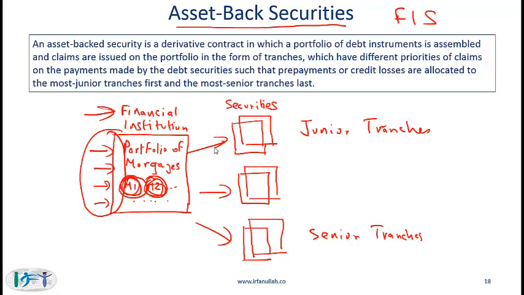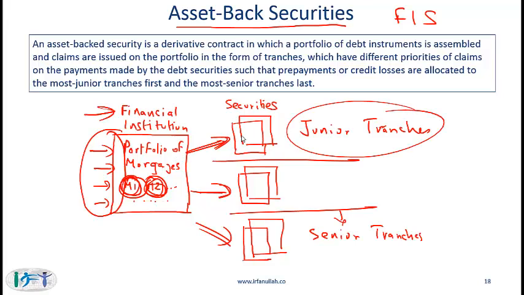An important characteristic of asset-backed securities is that these payments that are coming in are distributed based on certain rules. Some of these securities are defined as junior tranches, others might be defined as senior tranches, and what is happening here is that prepayments and credit losses are being distributed differently. Junior tranches will typically receive prepayments before the other tranches.